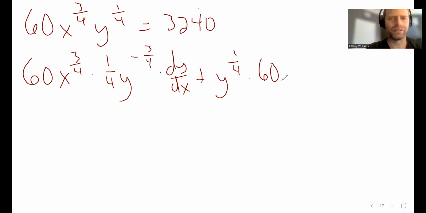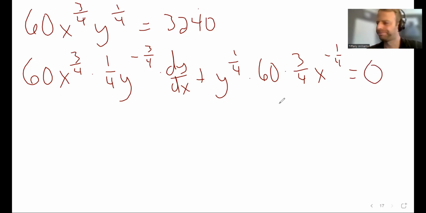Let me just think about this again. No, I'll keep it. It's fine, just because I have a fraction here. I'll keep the 60 there times, and then the 3/4 will come down in front. So it's going to be 3/4. Sorry, I don't know why I confused myself there. So 3/4 x to the negative 1/4, and I don't need a dy/dx there, equals, and then the derivative of 3240, just a constant, is going to be 0.